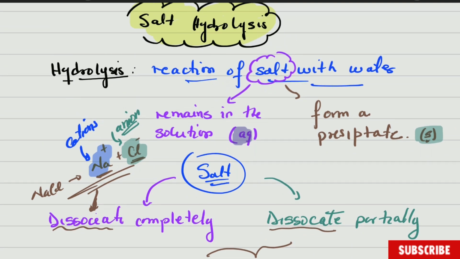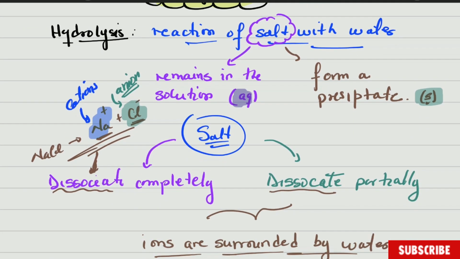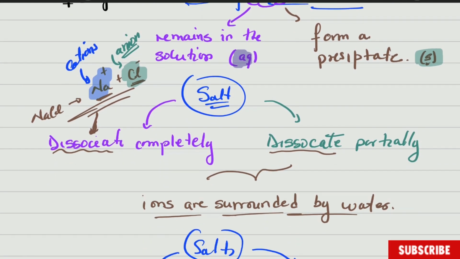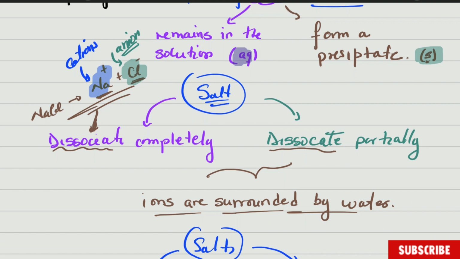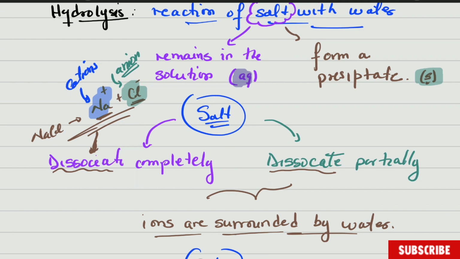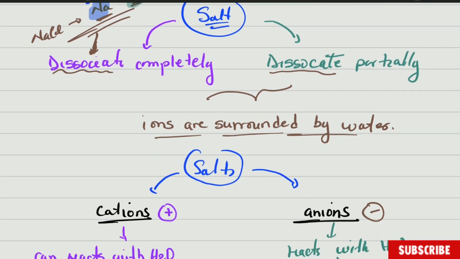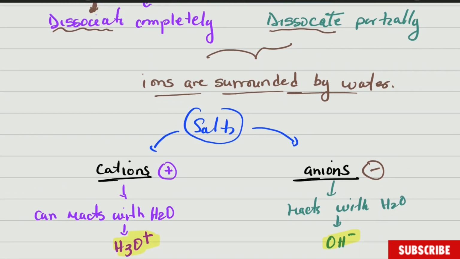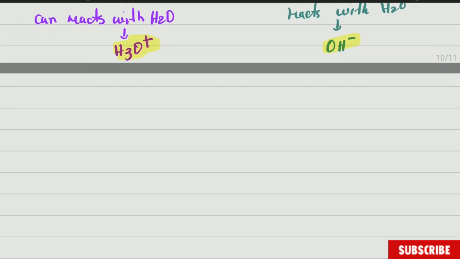So far, guys, we're looking at hydrolysis. What is hydrolysis? What can happen to the salt? It can dissociate completely or dissociate partially. It can form a precipitate or remain within the solution. It can also react: the positive cation will react with water to form hydronium, and the negative ion will react with water to form hydroxide.